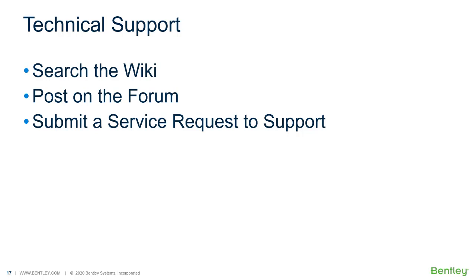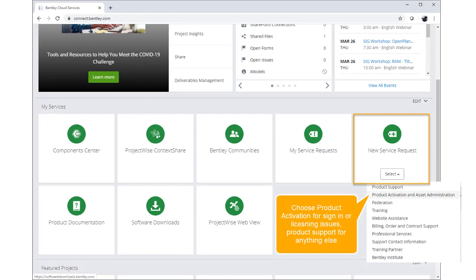If you do need technical support, I recommend that you search the wiki first or post onto our forum on Bentley Communities. But if you need to, submit a service request for any support. You can access the Service Request Manager from the same Connect Center, connect.bentley.com. Under New Service Request, choose Product Activation if it's some sort of licensing or sign-in problem, and choose Product Support for anything else.